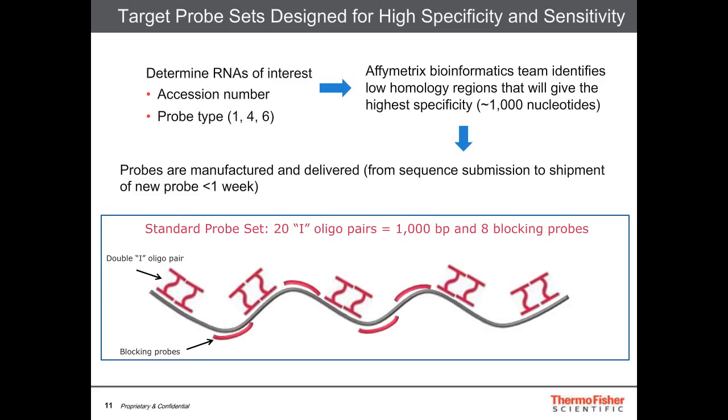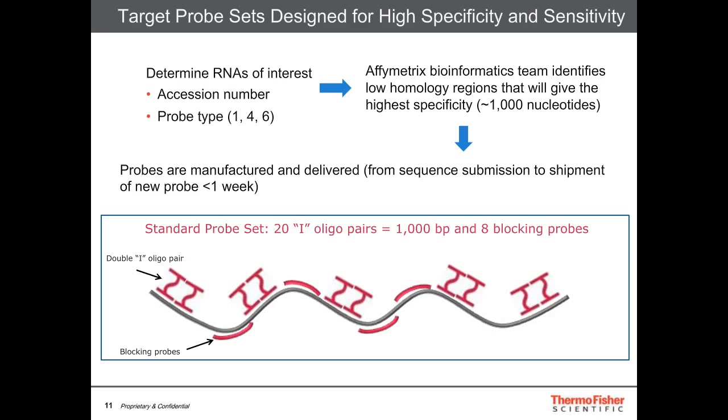A type 1 is similar to a TRITC or an Alexa 546. Type 4 is similar to an Alexa 488, and a type 6 is an Alexa 647. Then the Affymetrix bioinformatics team identifies regions within the RNA that you're interested in that would give the highest specificity over a range of about 1,000 nucleotides, and designs a probe set composed of about 20 oligo pairs that are highly specific for your RNA of interest.